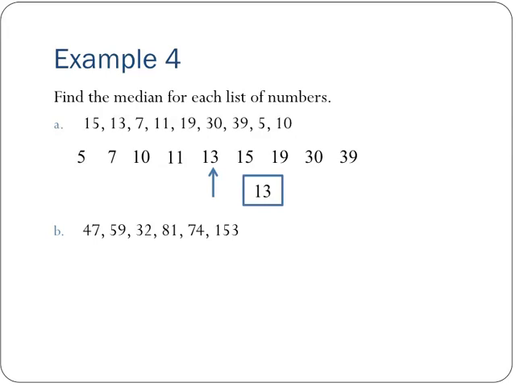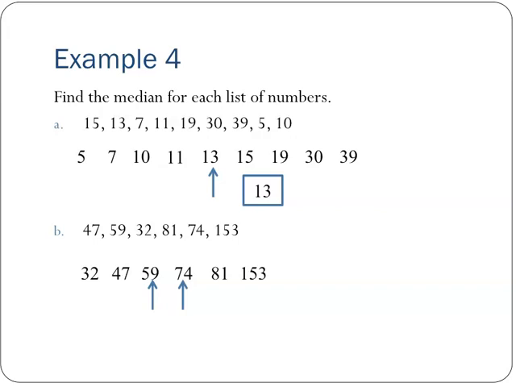All right, let's look at the second one. We have, it looks like, 6 numbers. We'll put them in order, so 32, 47, 59, 74, 81, and 153. Here we have 2 middle numbers, right? So as you're crossing off, make sure you're not crossing off until you're left with just 74. That's not the middle number. You want to keep crossing off until you have either 1 or 2 numbers remaining, as long as you have the same number of numbers crossed out on the left and the right.